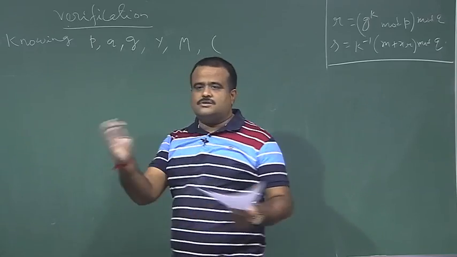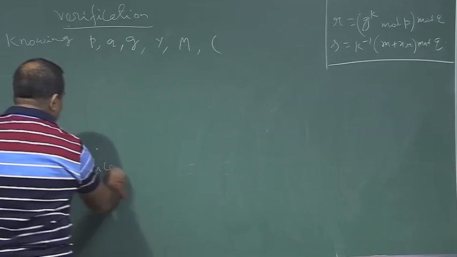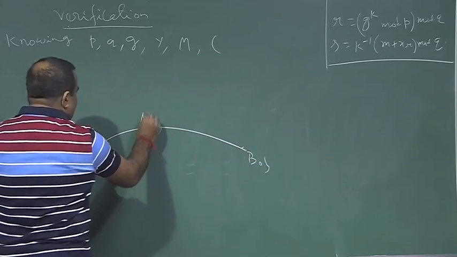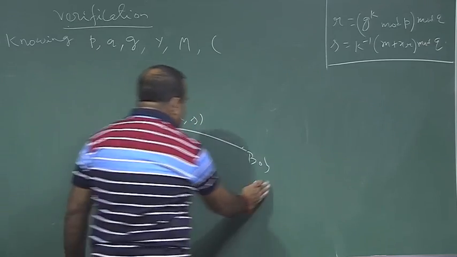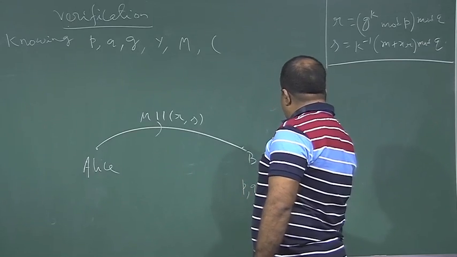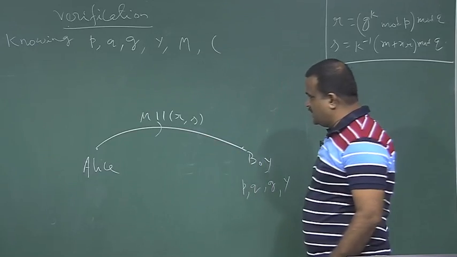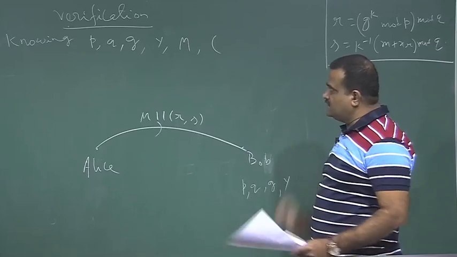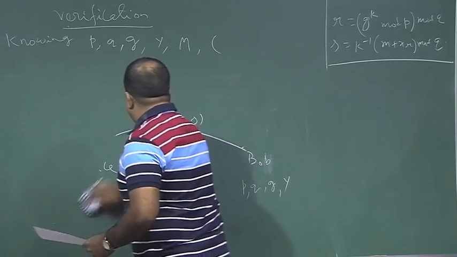So the message also has to be sent. So Alice is sending it. Alice is the signer, sending M along with R and S, and Bob already has the public parameters like P, Q, G, Y. So R and S are what Bob is getting now. So now Bob has to verify that this message is signed by Alice. So the verification is done by this.